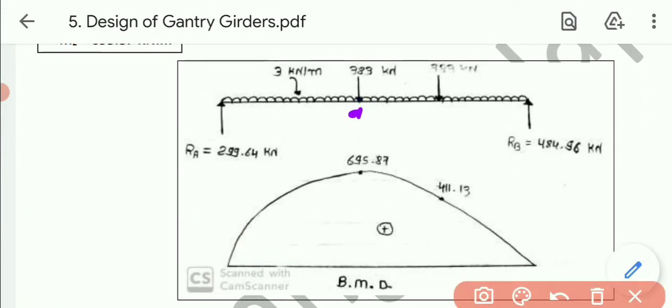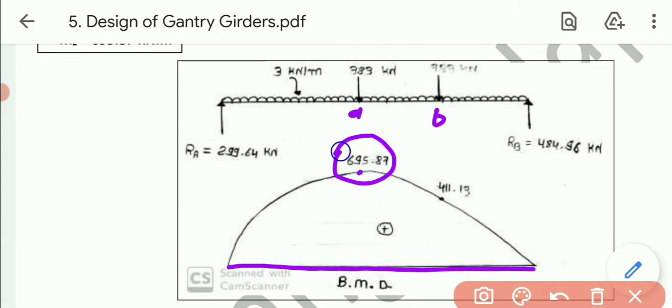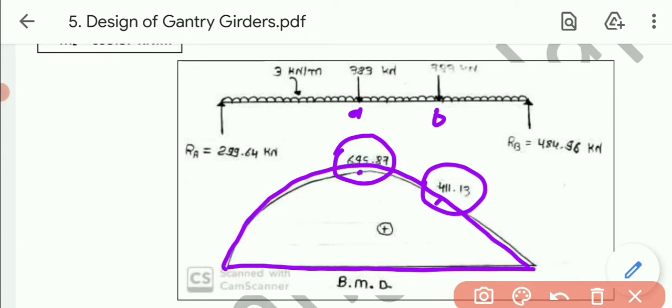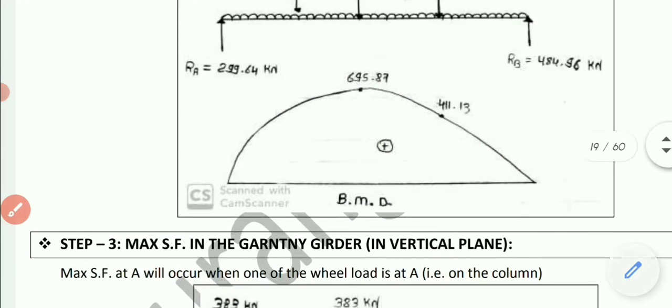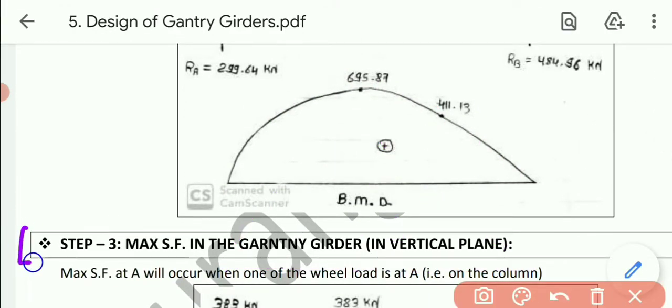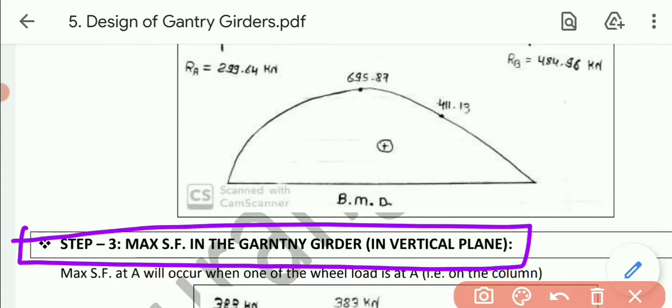See, this one is our A, this one is our B. Then under A moment is 695.87 and under B moment is 411.13. As the load is UDL, the shape will be a parabolic curve, so it will be like this, and positive. So this is our BM diagram. That is step number 2 for us. Clear? Now step number 3, that is maximum SF in gantry girder.